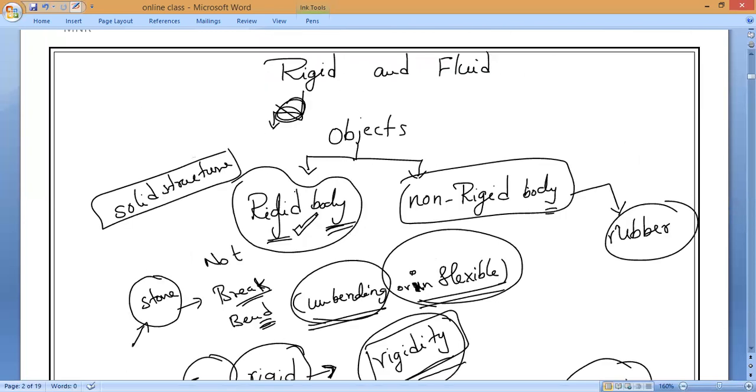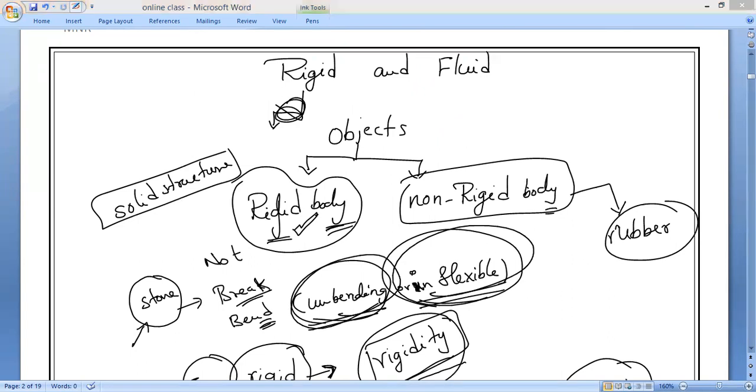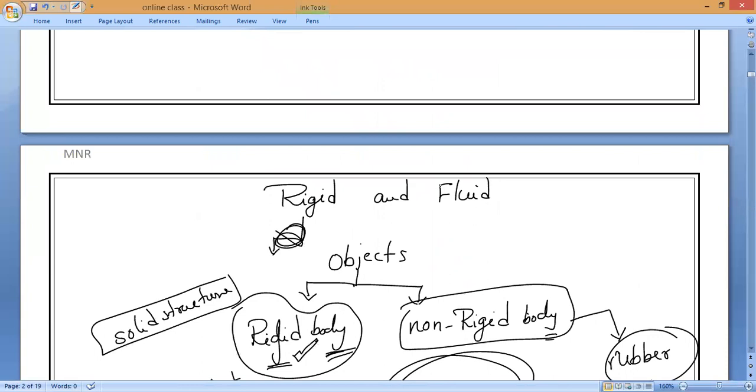So what do you mean by rigid, guys? Simply, if you want to say rigid, means what? Unbending or inflexible. Okay. So that is what we used to call rigid. In the same way, now you tell me, what do you mean by fluid? Anybody? We are studying next about fluid. What do you mean by fluid? Bendable and... don't say bending.